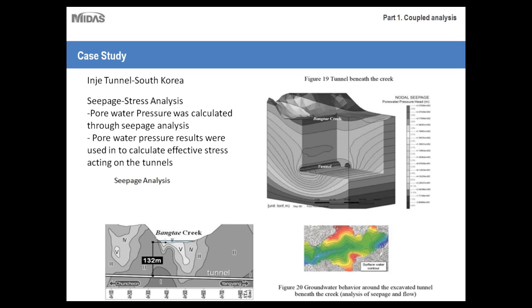As I'm sure you've noticed, coupled analysis is typically used in tandem with seepage and another analysis type, because pore water pressure can have a very critical effect on your project. So pore water pressure loads have to be calculated through a separate seepage analysis, and then those results are imported into your subsequent analysis type.